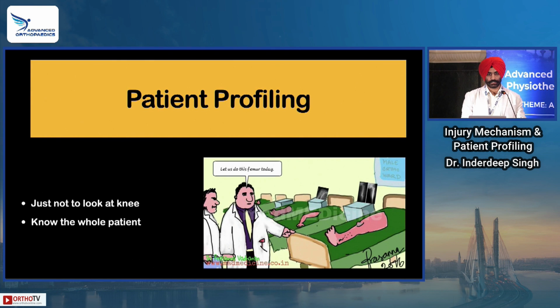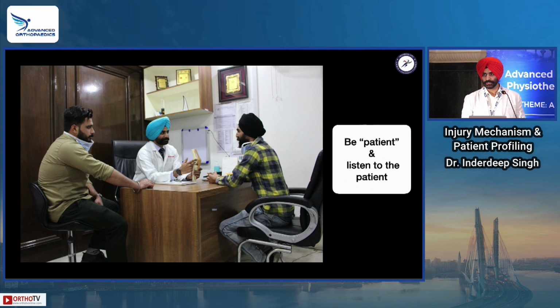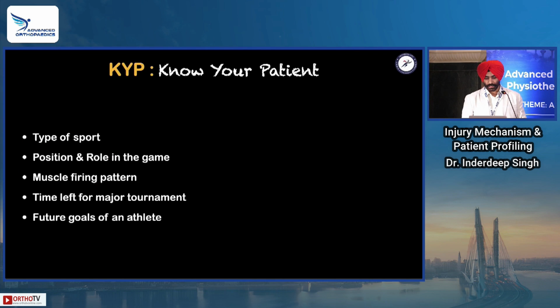So just do not look at the knee, look at the whole patient. We have a very microscopic vision. Being trained in an orthopedic hospital, we just look at the knee of the patient, but it is very important that we look at the patient as a whole, because we are treating a patient, it's not just the knee. So history is of prime importance, because just one single history can change your game plan in the entire management of the patient. So be very patient and talk to your patient. Take your time, spend some good time with the patient, knowing the entire history.